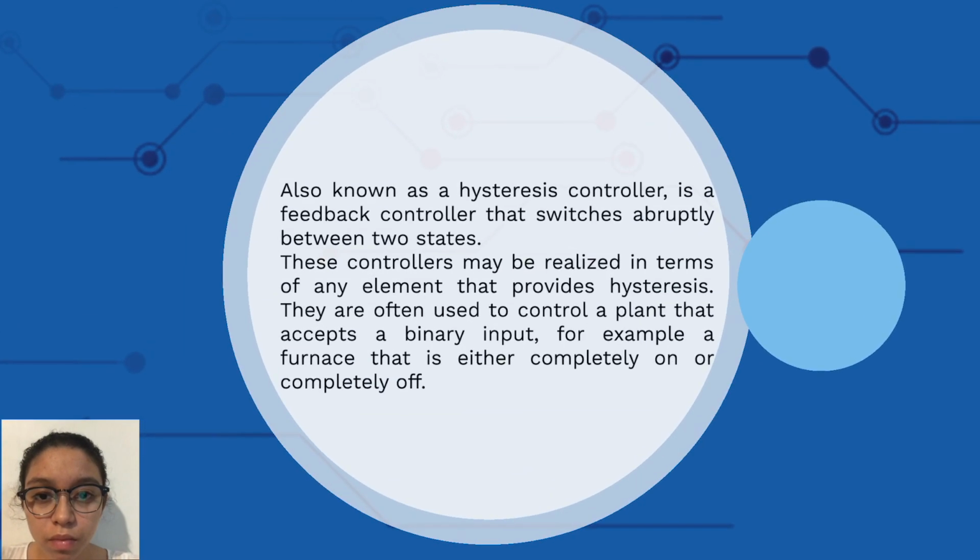Conclusion. The on-off controller, also known as a hysteresis controller, is a feedback controller that switches abruptly between two states. These controllers may be realized in terms of any element that provides hysteresis. They are often used to control a plant that accepts a binary input, for example, a furnace that is either completely on or completely off.